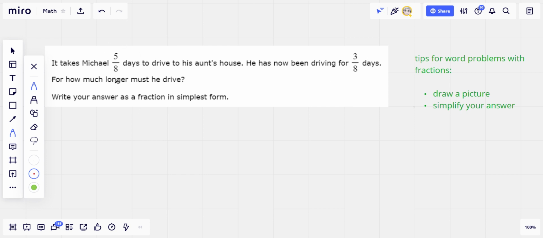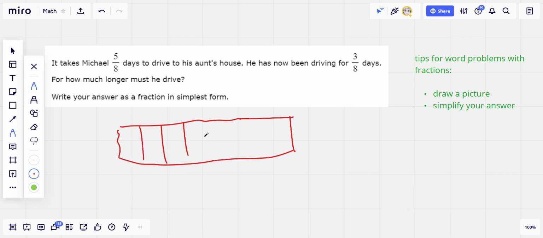Okay, so this is the total it's going to take him, 5/8. He's already done this much. So if we want to know what's left, we would subtract this much from that much. So this is going to be a subtraction problem, but let's think about this. Here's a whole day, and we're going to divide it into 8 parts. So 1, 2, 3, 4, 5, 6, 7, 8.